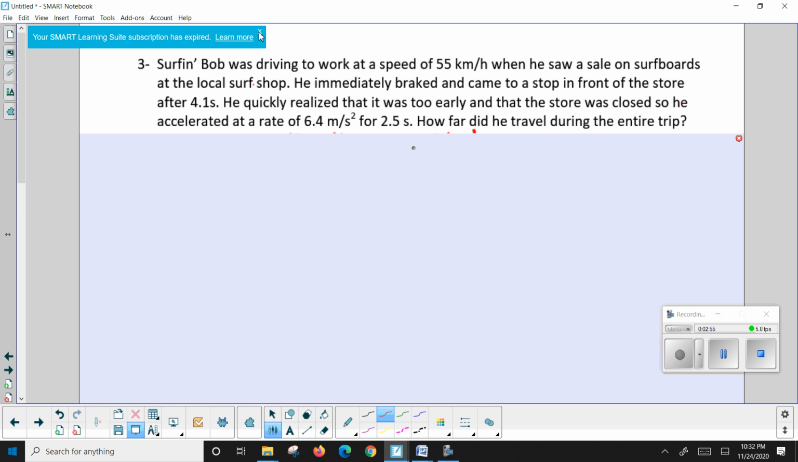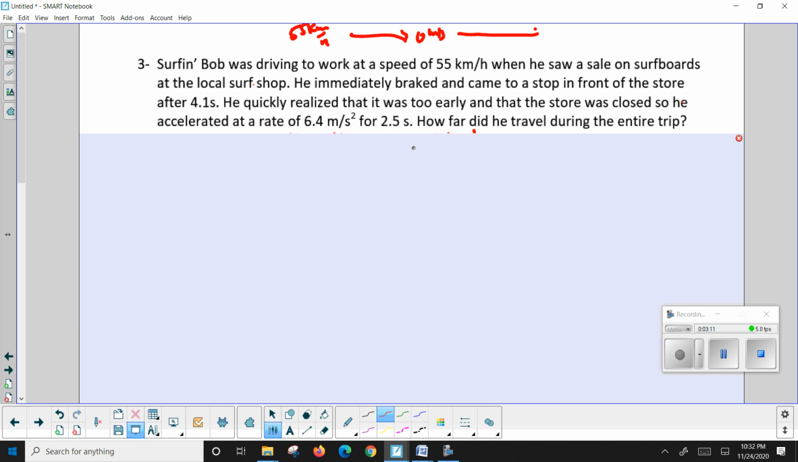Okay, next we've got an example. This is a part of a multi-part motion type problem, where what we're doing is he's driving to work, and then he comes to a stop. So he's going from 55 kilometers an hour, and then he comes to a stop. All right, so 0 meters per second. And then we have another acceleration. So you've got 2 parts of motion here. So you have to really be careful. 2 completely different things. We're slowing down and then we're speeding up. So it's like doing 2 problems at once.